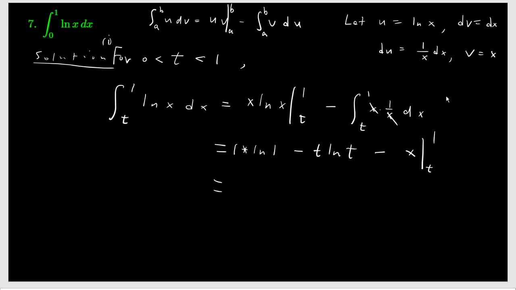Okay. Again, the first term is equal to 0. Natural log of 1 is equal to 0, right? I'll copy the second term, so it is t times natural log of t. And then for the last term, you plug 1 in, you have 1. And then you plug t in. Subtracting a negative number, you have a positive number. You just have positive t.